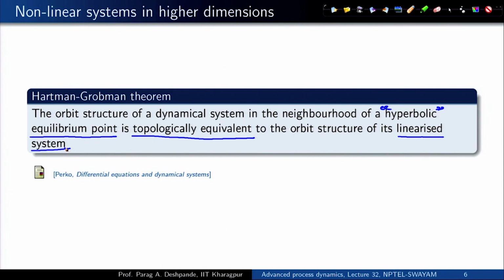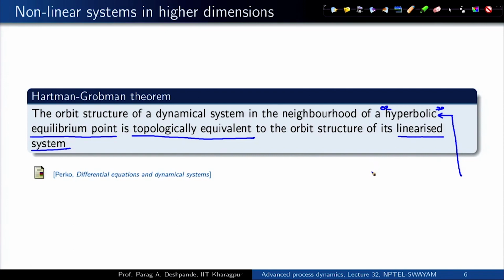And then what you would do, you would linearize the system and again determine the topological features, which means you will determine the orbit structure, which means you will determine the arrangement of phase lines close to the equilibrium point for a linearized system. Now, if the equilibrium point is hyperbolic, then according to Hartman-Grobman theorem, the topological features would be equivalent, which means the dynamical nature would be similar. Now, the only thing which is left is to understand what is the meaning of hyperbolic here.